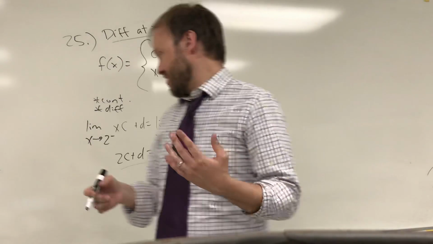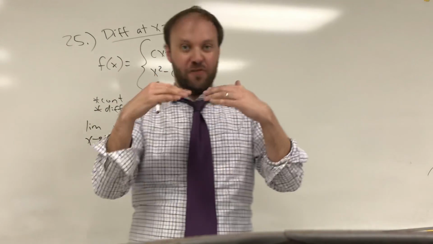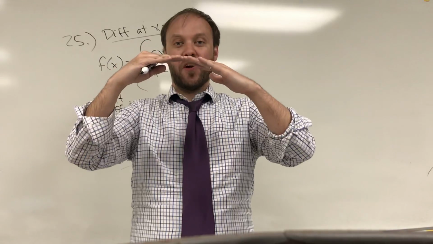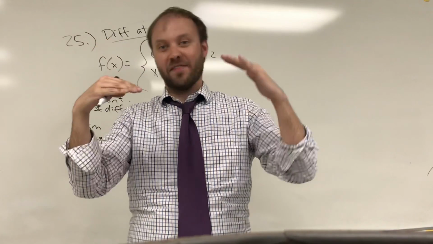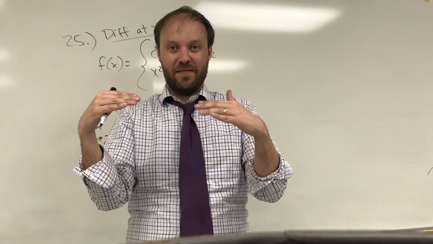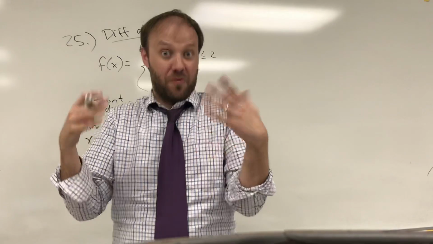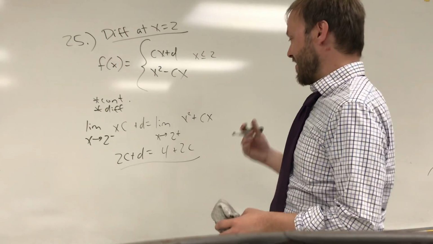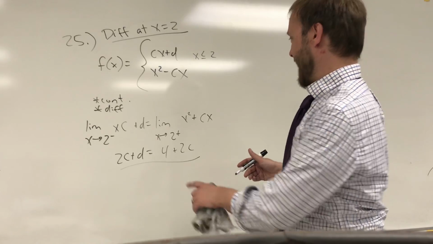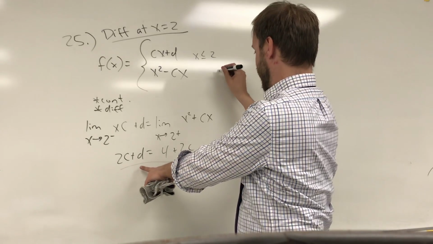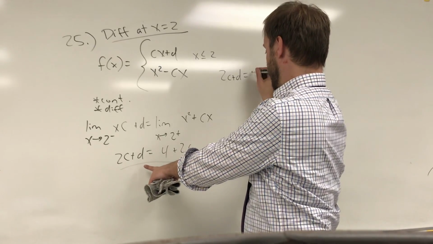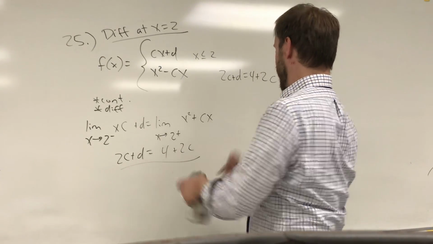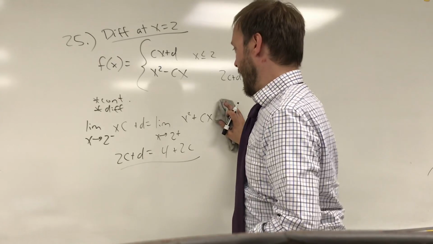Let's talk about differentiable. So if this is going to be differentiable, it's got to be a smooth curve. The slopes on the left have to be equal to the slopes on the right. We already said differentiable. We're talking about the derivatives approaching the same values from the left and right. So let's set the derivatives equal from the left and right. Actually, let me go ahead and write down this equation here. We need 2c plus d to be equal to 4 plus 2c. Hopefully that stays on camera.